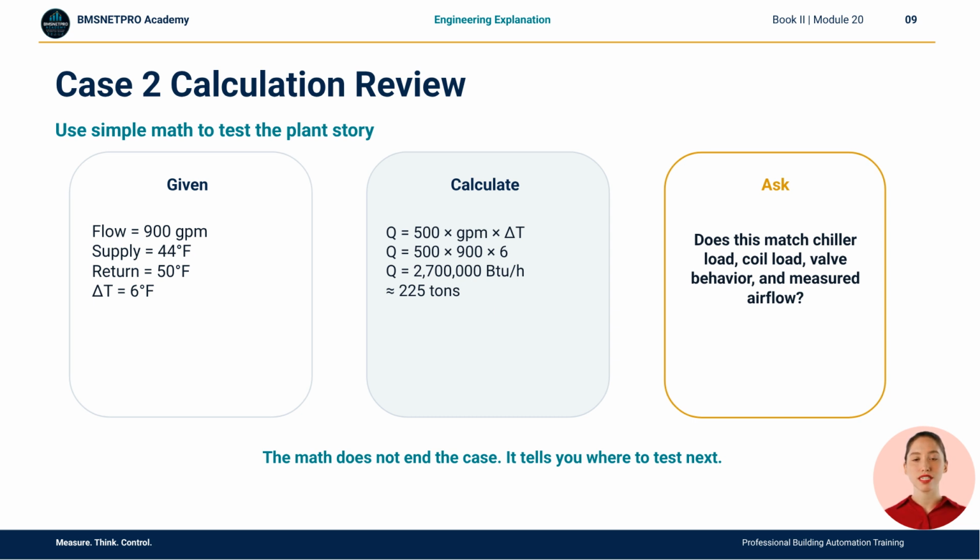Does the chiller report a similar load? Do the air handling units show a matching load? Are valve positions high or low? Is airflow normal? Are there bypasses? Are the flow and temperature sensors credible? The calculation is a filter. It helps separate possible explanations from physically inconsistent ones.